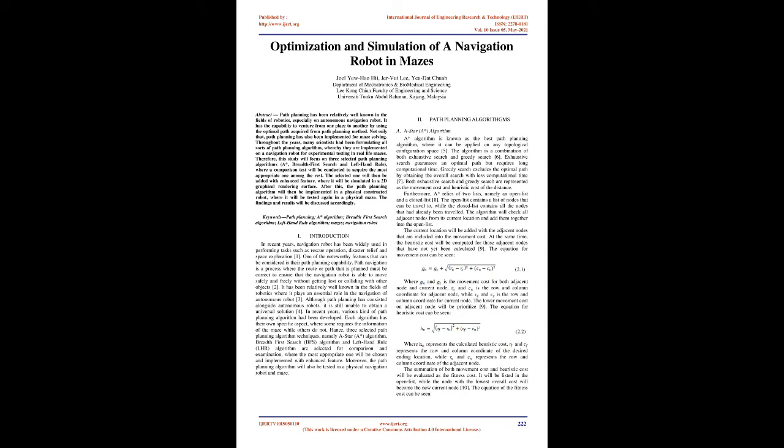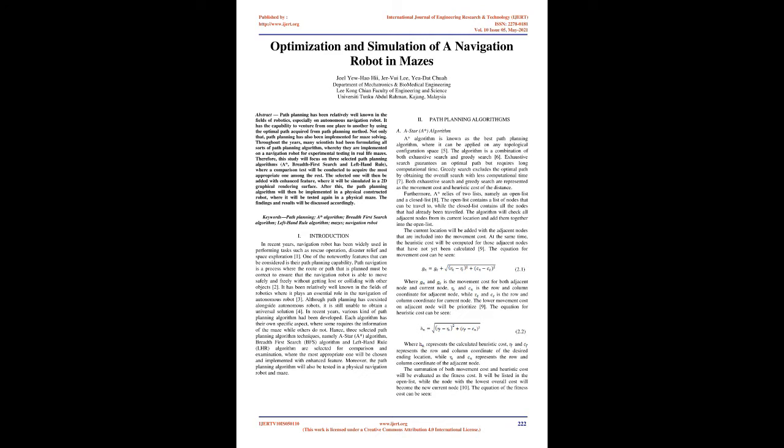Introduction. In recent years, navigation robots have been widely used in performing tasks such as rescue operations, disaster relief, and space exploration. One of the noteworthy features that can be considered is their path planning capability. Path navigation is a process where the route or path that is planned must be correct to ensure that the navigation robot is able to move safely and freely without getting lost or colliding with other objects.